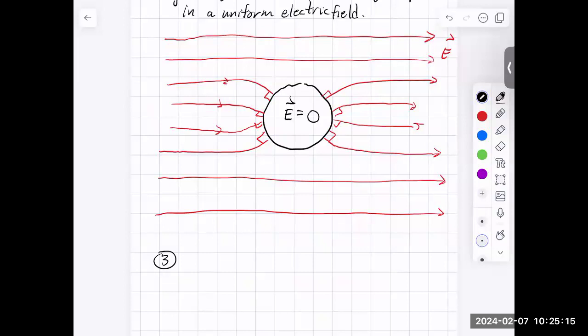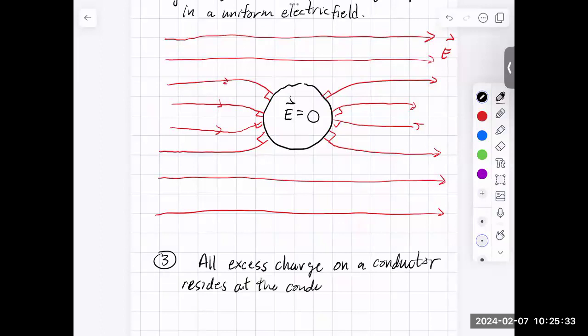The claim is that all excess charge on a conductor resides at the conductor's surface.